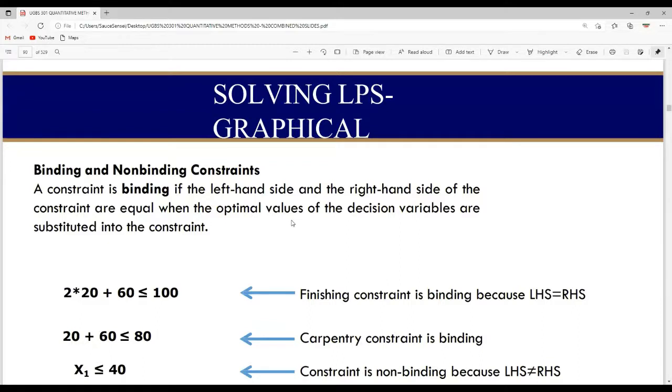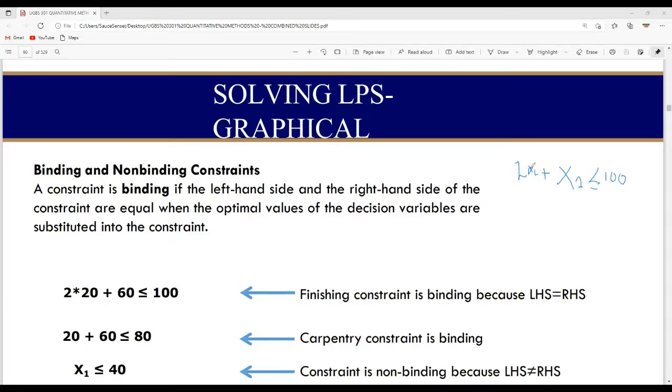So we are saying a resource or a constraint is binding if the left-hand side and the right-hand side of the constraint are equal. In other words, if LHS, left-hand side, is equal to what? RHS, right-hand side. So after getting your values, let me write this one down. The expression for finishing was 2x1 plus x2 less than or equal to 100, right?